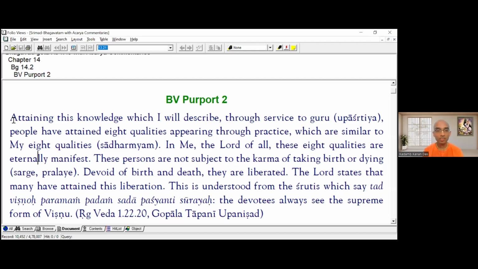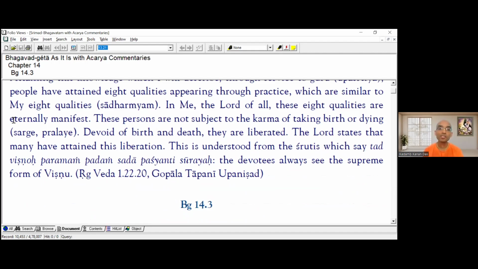All these 8 qualities eternally manifest. These persons are not subject to the karma of taking birth or dying, sarga and pralaya. And Prabhupada, see this shloka, says the great saintly persons look at the lotus feet of the Lord. Whenever any quotation comes, Prabhupada gives a translation. Om tad vishnoh paramam padam sada pashyanti surayah. So that is in the Rigveda. So Prabhupada elaborates on the commentaries of the different acharyas like this, and he gives very practical wisdom.